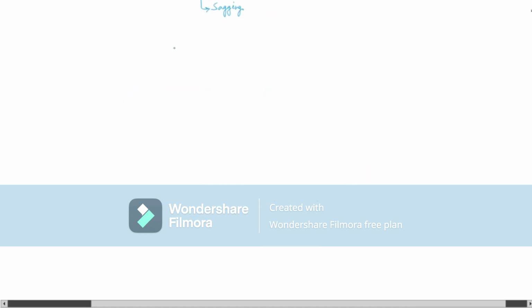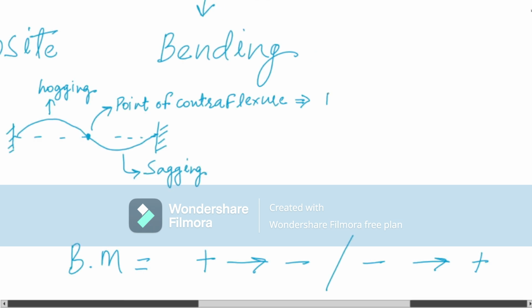In more technical terms, it means the bending moment changes its sign. So if it is positive before the point of contraflexure, then it will become negative after the point of contraflexure, and vice versa. That means at the point of contraflexure, the value of bending moment will be 0.